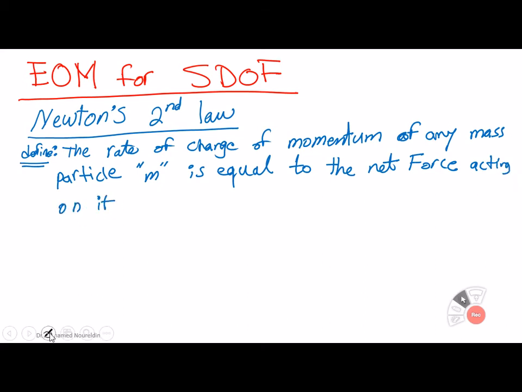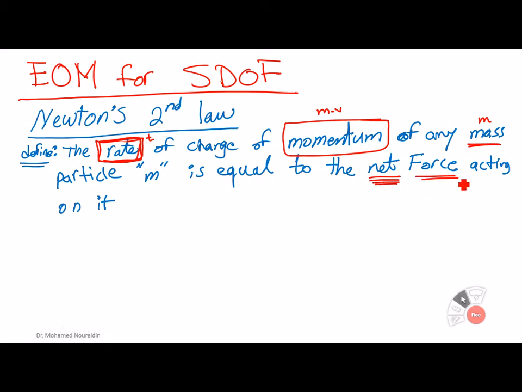So now let's highlight the important things in this definition. The rate of change, the word rate implies that time is involved here. So rate means that t is going to be used. Momentum means that m times v we're going to use, of any mass particle M, is equal to the net force. Take care of this word. It is the net force acting on it.